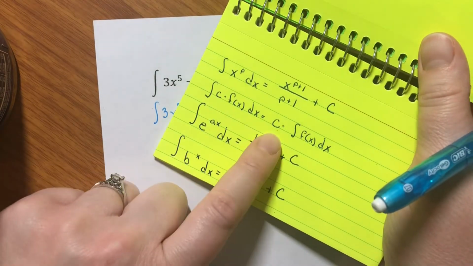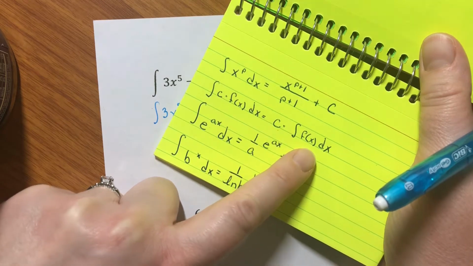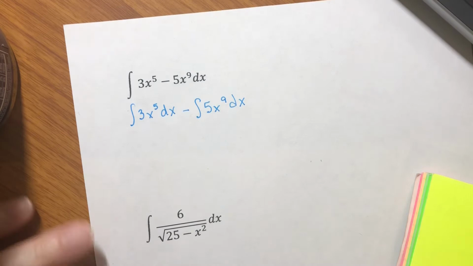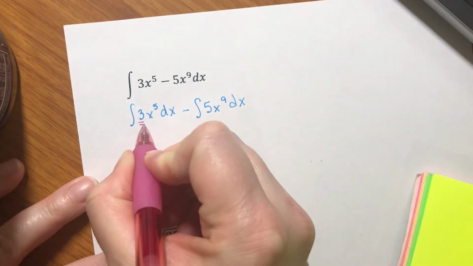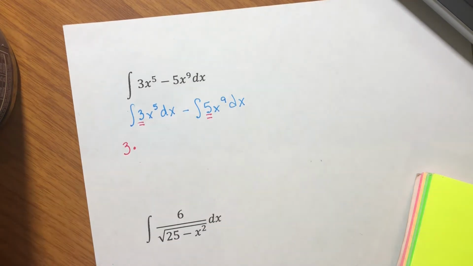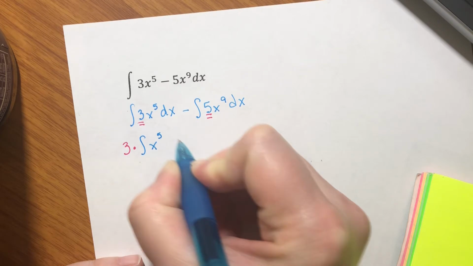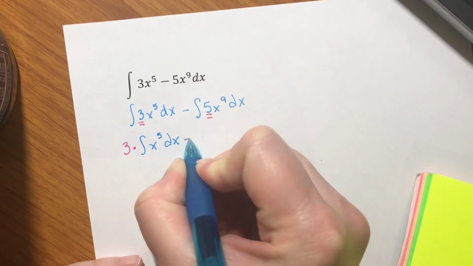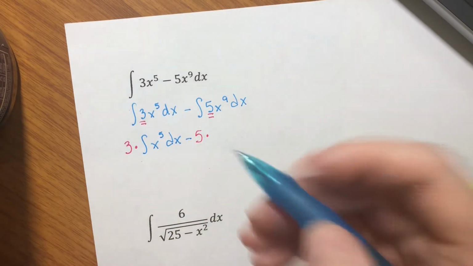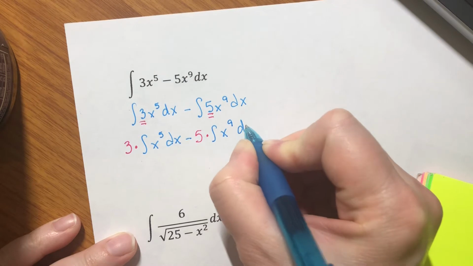Using this idea, what it says is if there's a constant out there, I can throw the constant out in front and then integrate here and I'll get the exact same thing. So what that allows us to do here is this 3 and this 5 I can throw out front. So I'll have a 3 times the integral of x to the fifth dx minus 5 times the integral of x to the ninth dx.